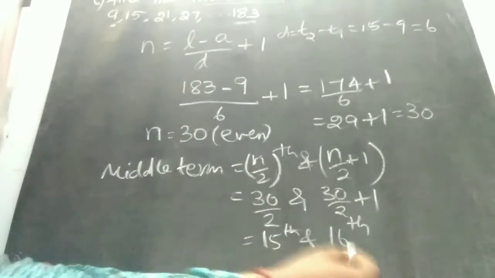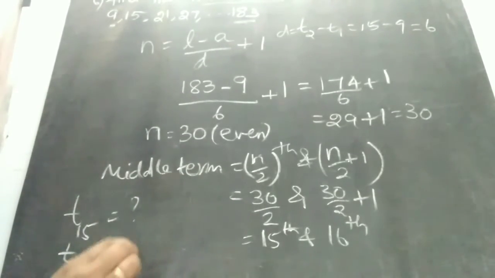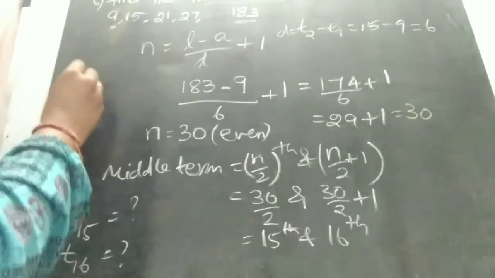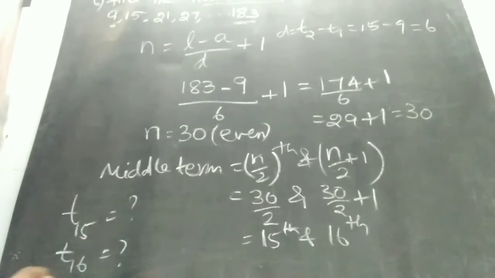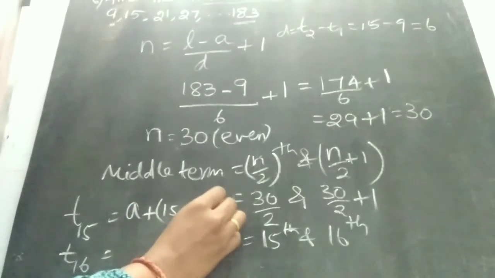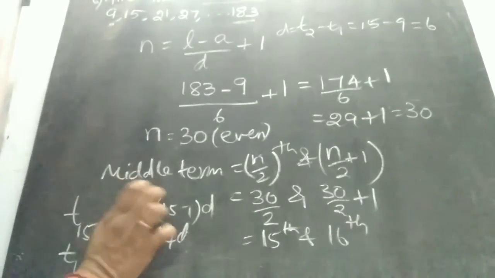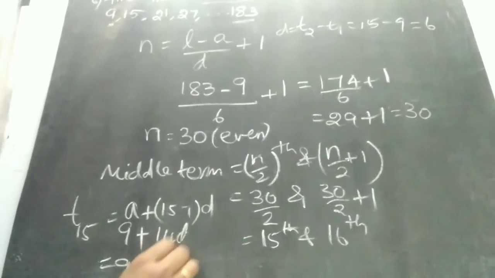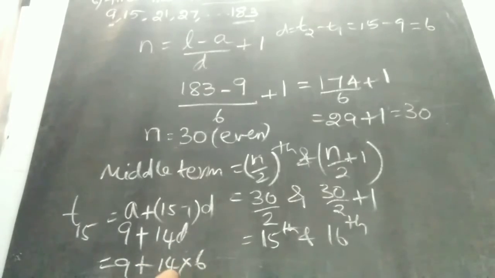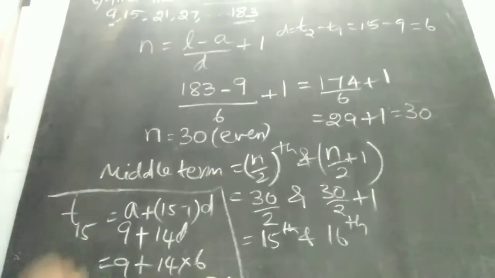Now what are the 15th and 16th terms? That is, you have to find T15 and T16. That is what the question asks. So in place of n, you put 15 and 16 and find the answer. T15 means a plus 15 minus 1 into d, so a is 9 plus 14d. Your d is 6. Now calculate it: 9 plus 14 into 6, 6 4s are 24, 84, which gives 93. So your T15 is 93.